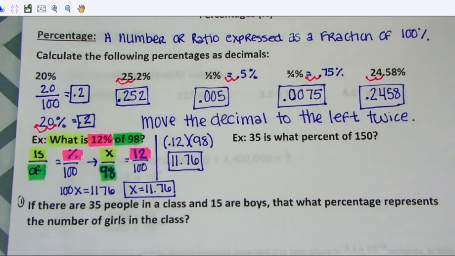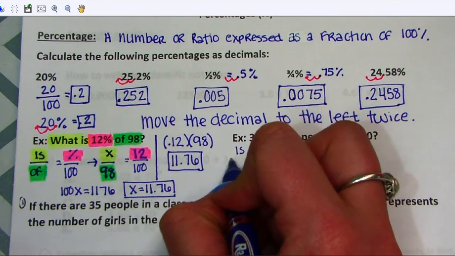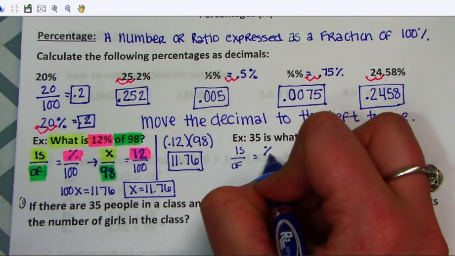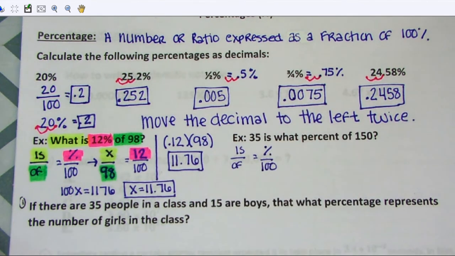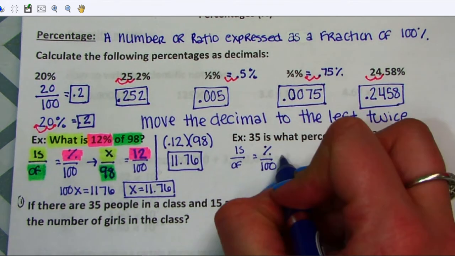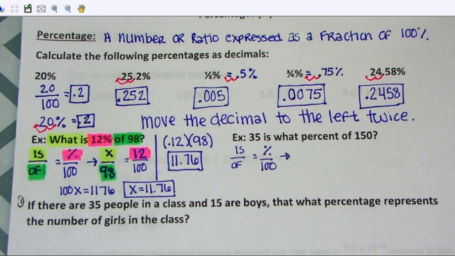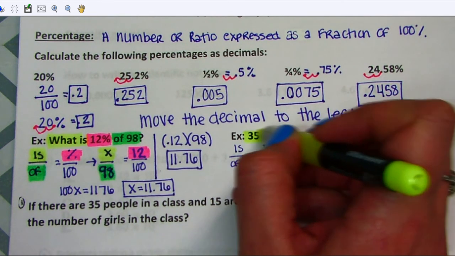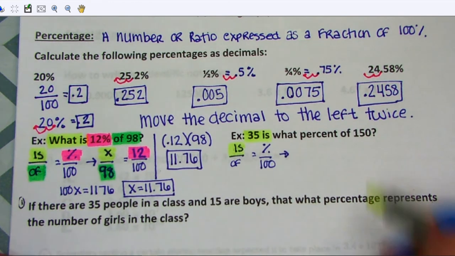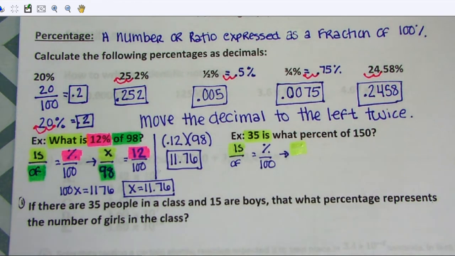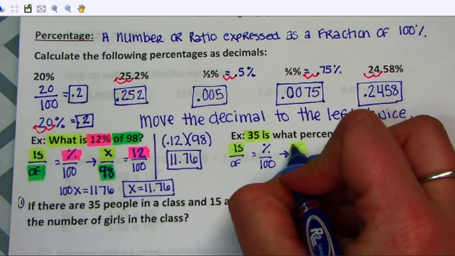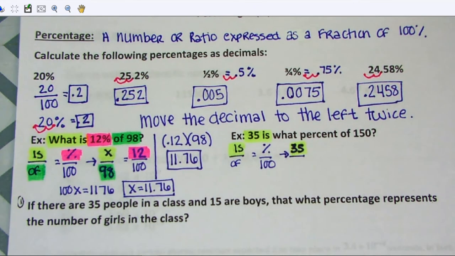35 is what percent of 150? So this one's a little harder to do versus just multiplying. So I'm still going to use is over of equals a percent over 100. So when you're substituting, it says 35 is what percent of 150? Notice how it says 35 is. In the portion where it says is in your proportion, I'm going to replace is with 35, because 35 is. Notice how it's next to the word is.